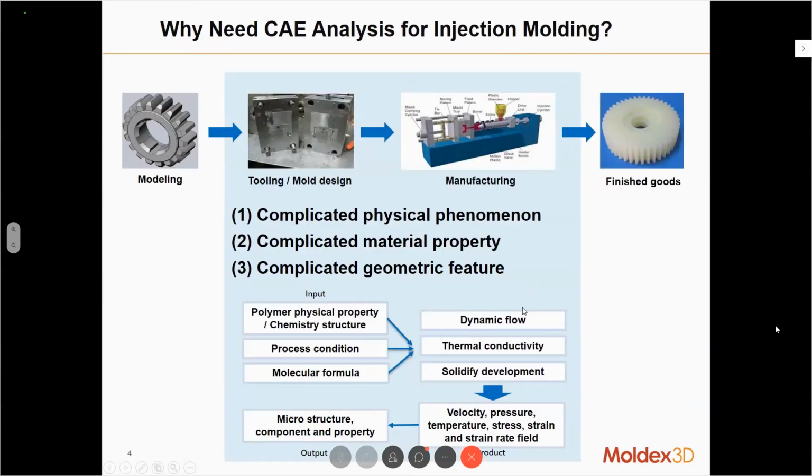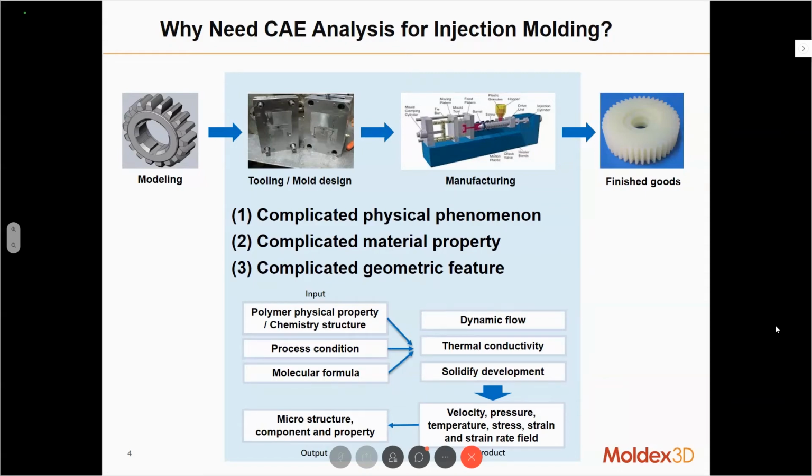So why do we need CAE analysis for injection molding? We can see three different phenomena in this area: complicated physical phenomena, so you don't know what's going on in the mold, complicated material property, and complicated geometric feature.